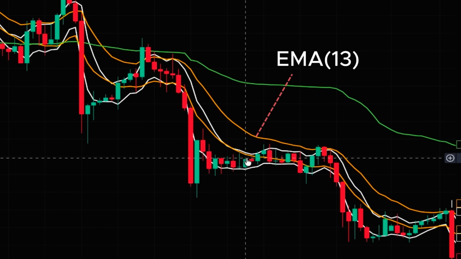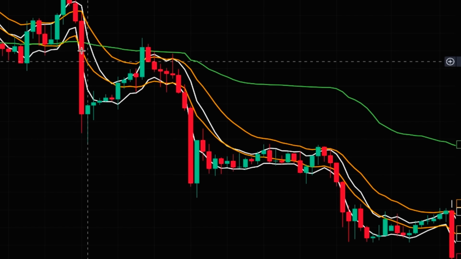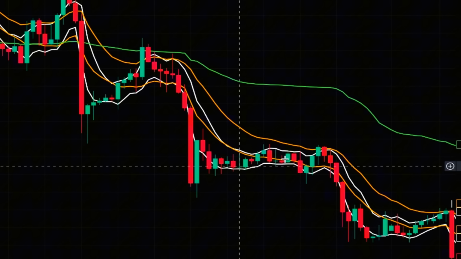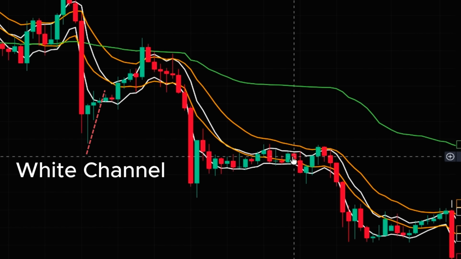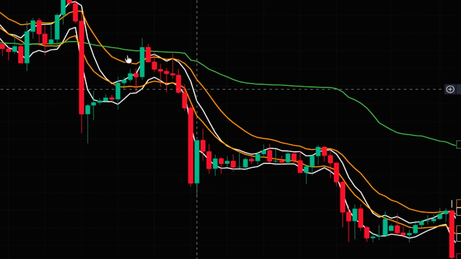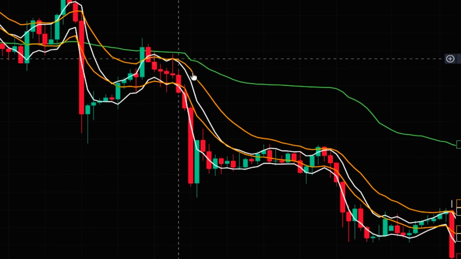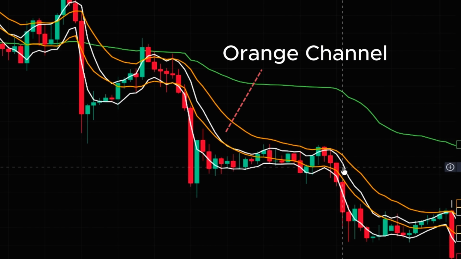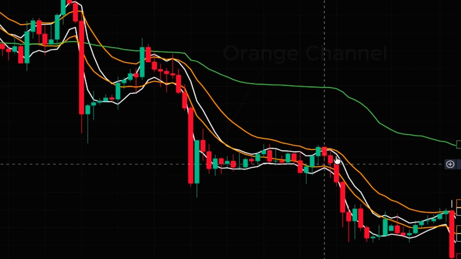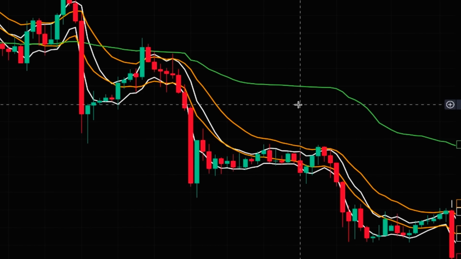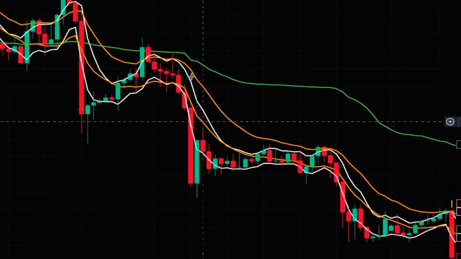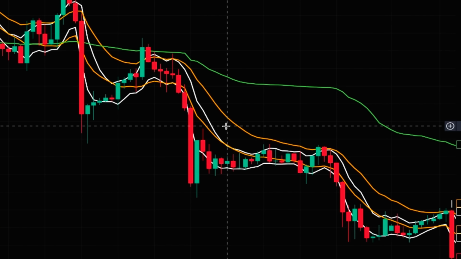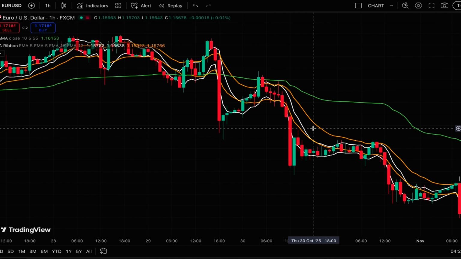As you can see, the 2 white lines have created a channel on the chart, which from now we call it white channel. And similarly, the 2 orange lines also have created a channel on the chart, which from now we call it orange channel. We're going to use the green line for identifying the major changes in the trends, and we're going to use the white channel and orange channel to find buy-sell signals inside the new trends. Let me show how you can do it.